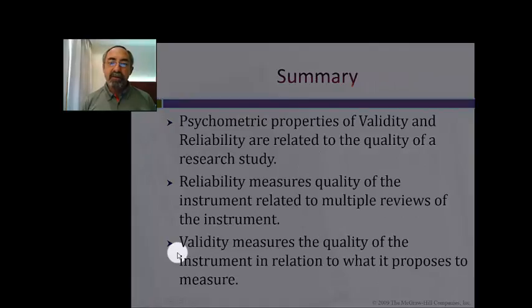So remember, psychometric properties of both validity and reliability are related to the quality of a research study, including yours. Reliability measures the quality of the instrument related to multiple reviews of the instrument, internally and externally. And validity measures the quality of the instrument in relation to, does it study what it says it's supposed to study. So you'll see these particular elements when you look up references in research studies, and you'll have to evaluate how valuable that research study is based on the psychometric properties. You'll hear that term used often.